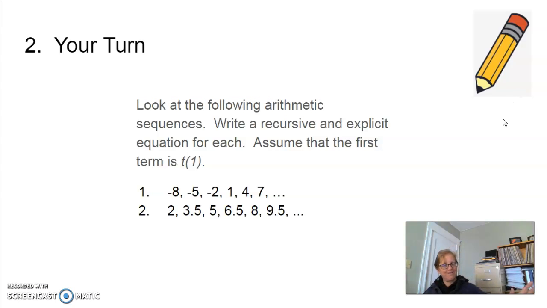All right, now it's your turn. Call this number 2. I'd like you to look at these 2 arithmetic sequences and write both a recursive and explicit equation for each. Again, if you need to, rewind this video. See you in a bit when you're done with this.